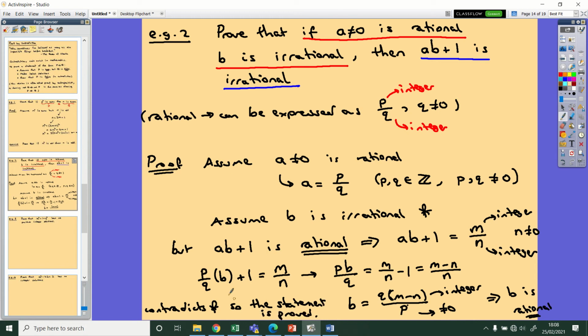Okay, so we're finished now because of this contradiction, our assumption that the conclusion was false is itself false. So we've proved the statement as a whole. Okay, great.